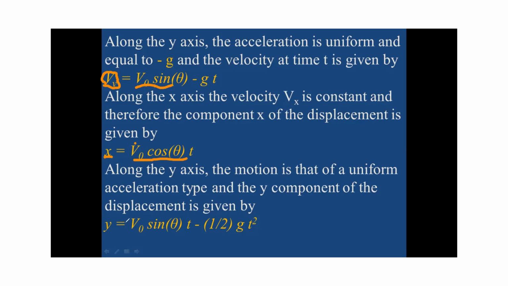Along the y-axis again, the motion is that of the uniform acceleration type, and the y component of the displacement is given by, this is the vertical displacement in the y-axis equals v naught sine theta, which is the vertical velocity, times t, the time of flight, minus half gt squared. This is the vertical displacement of an object projected at some angle theta, at any time, as a function of time.